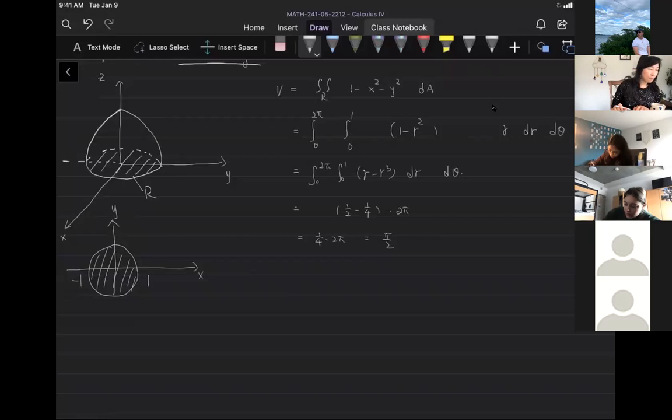If we do Cartesian, it will be much more difficult. Very difficult. Now let's take a look at the next example.